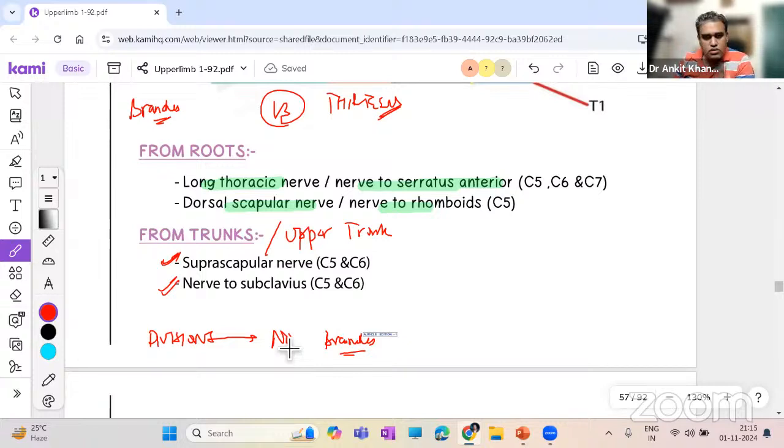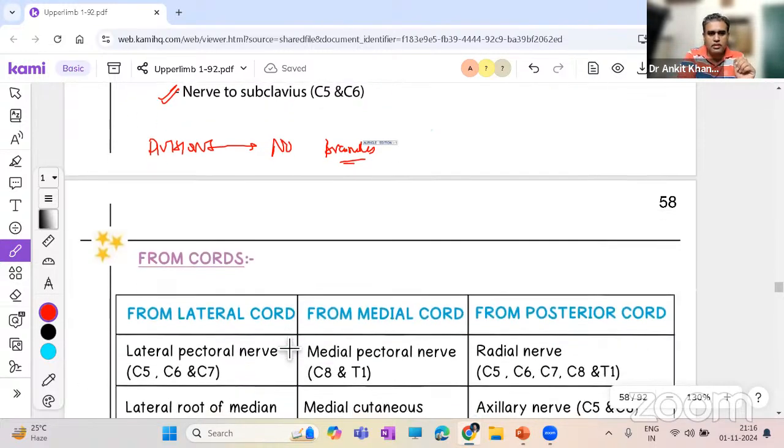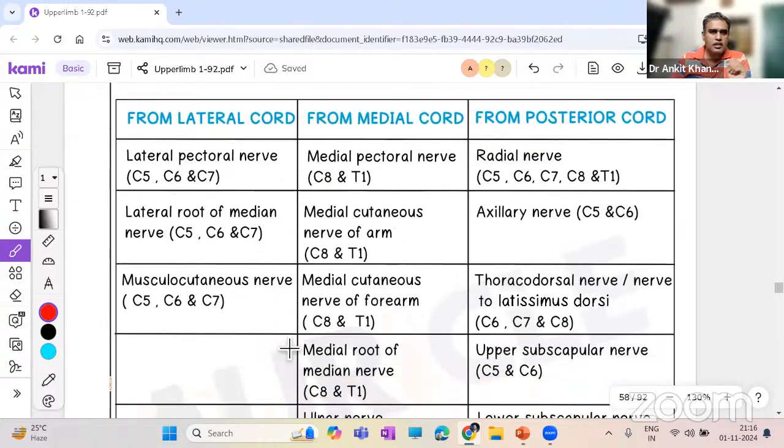And if you have not understood this thing, normally as a layman, anyone will think division itself means branches. So why will there be no branches? You may think in that way also. But do remember, division itself has no branch. Okay. So no branch. So we'll actually come to the chords.